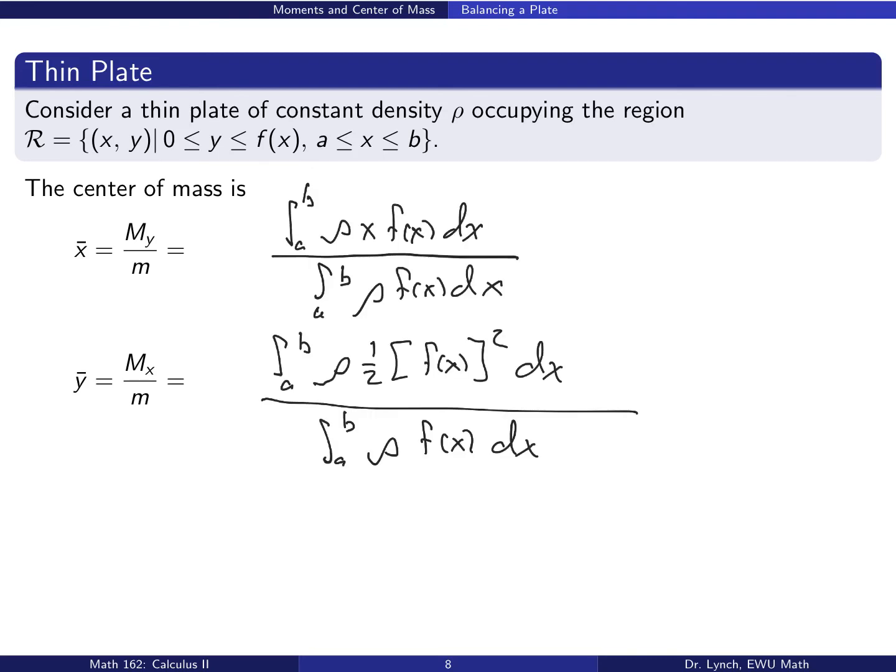And here's what we get in those integrals. Again, the moment about the y-axis, telling us how much things tilt in the x direction, is given by the integral from a to b of rho x f of x dx. The moment about the x-axis, telling us how far things tilt in the y direction, is given by rho times 1/2 f of x squared integrated from a to b. And then in the denominator, we have these integrals that tell us the mass.